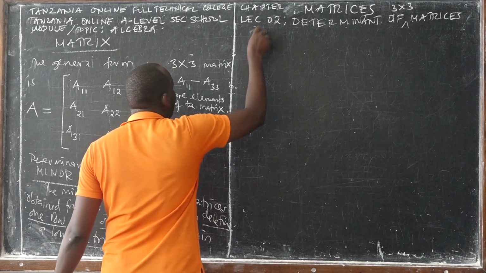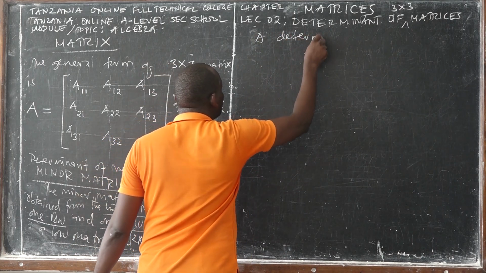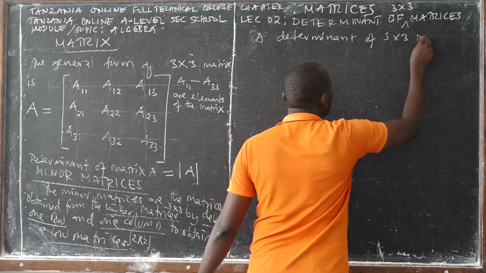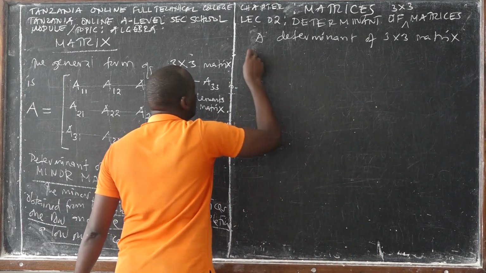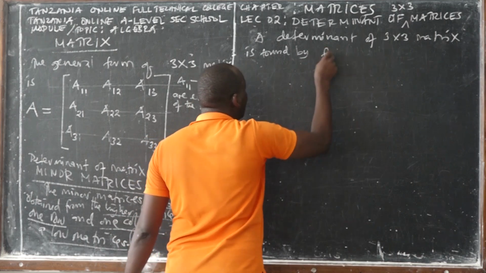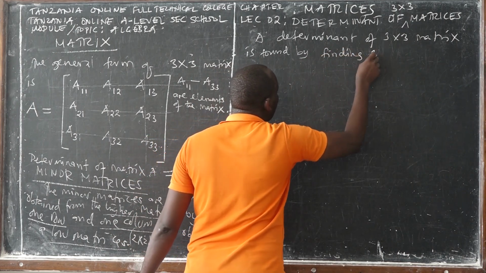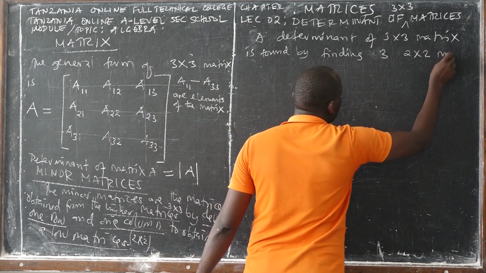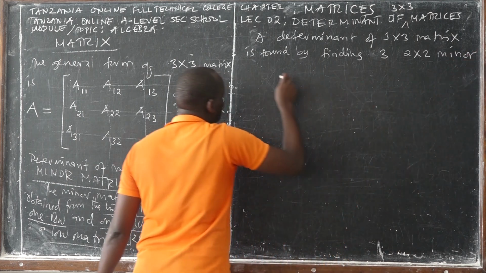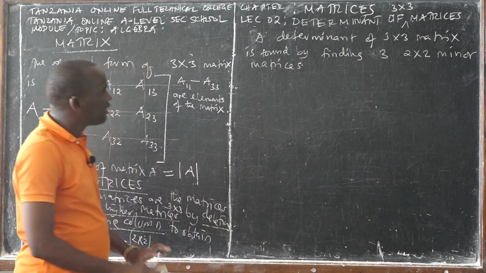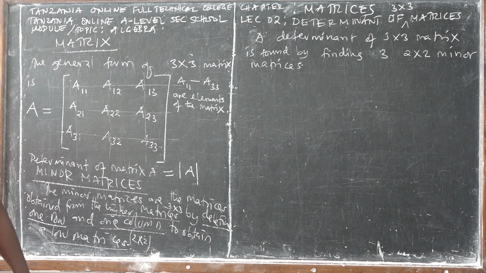So you say that the determinant of a 3 by 3 matrix is found by finding three 2 by 2 minor matrices. That's all. So the determinant of a 3 by 3 matrix is found by finding three 2 by 2 matrices.